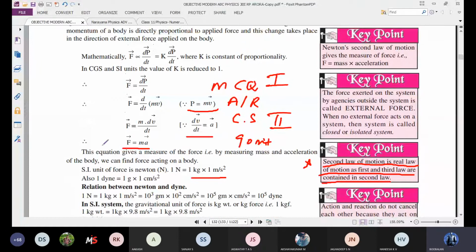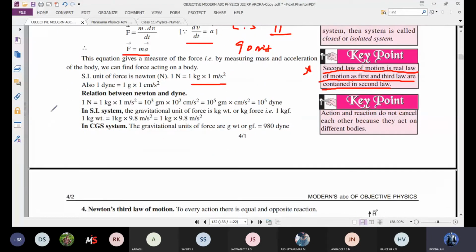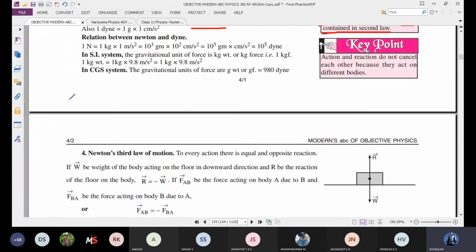Okay. So next one, the relationship between Newton and dyne. Maybe it will also come for one mark. Take a note. And computer students write Newton's third law of motion: to every action there is an equal and opposite reaction. The formula: F_AB equal to minus F_BA.